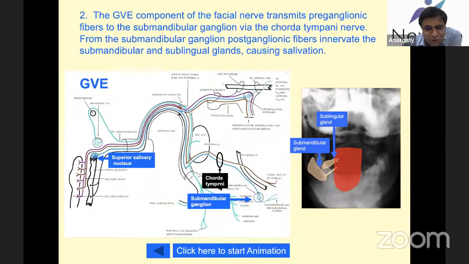Now this will be through the chorda tympani branch, and the functional component is general visceral efferent, the parasympathetic outflow. Again, from the superior salivatory nucleus, the fibers you're seeing are coursing along the facial nerve, and through the chorda tympani, it will relay into the submandibular ganglion, and will be distributed to these glands to cause salivation, both from the submandibular as well as from the sublingual salivary glands.